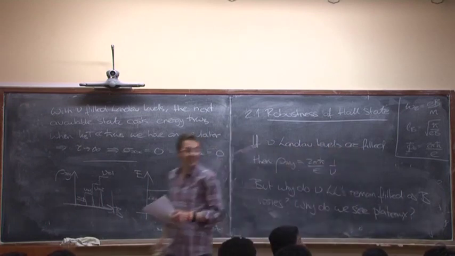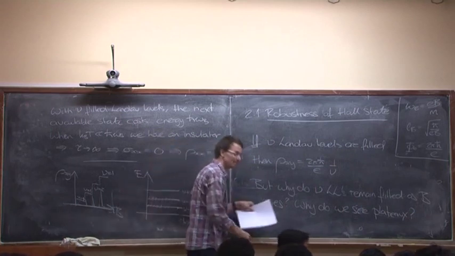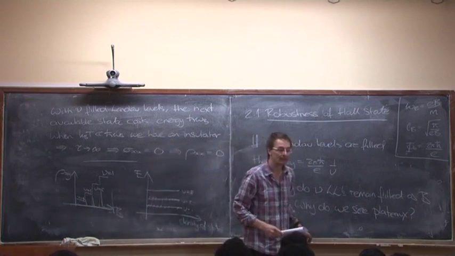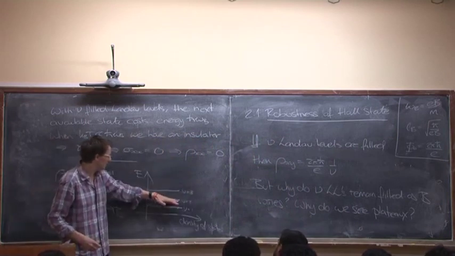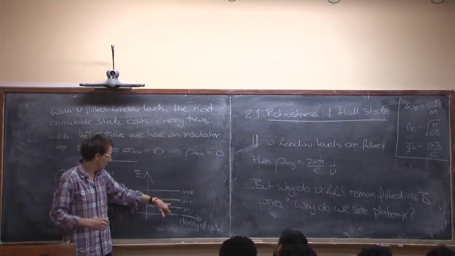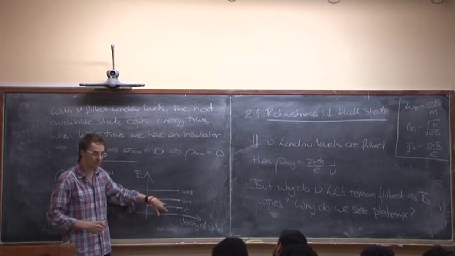Sorry, could you say that argument once again? What the contradiction is, why it doesn't explain it that way. Good. So let's fix B, and with fixed B, there's a particular degeneracy of Landau levels.